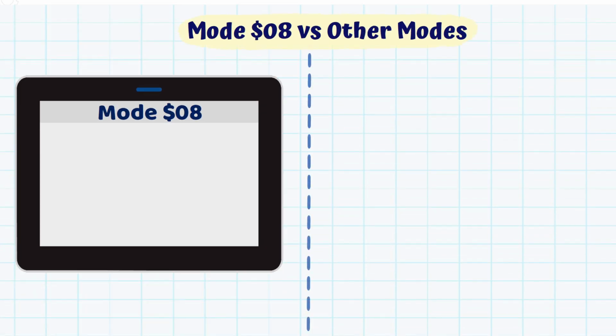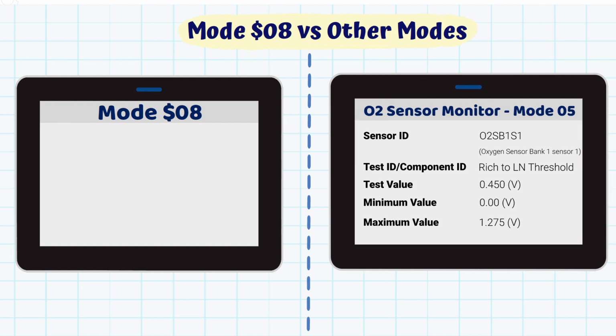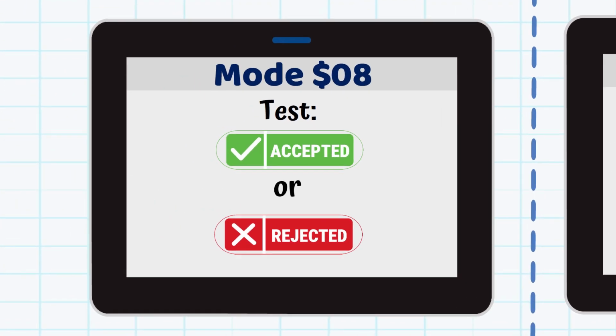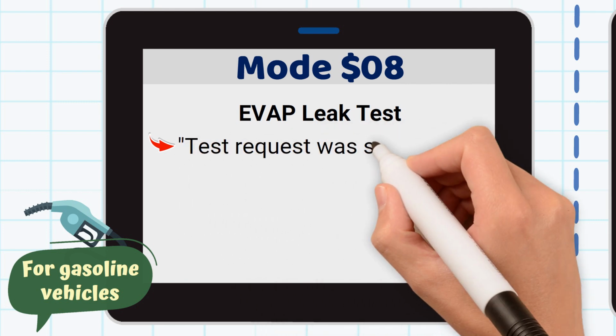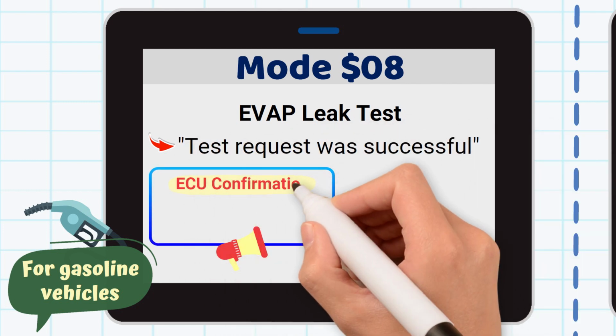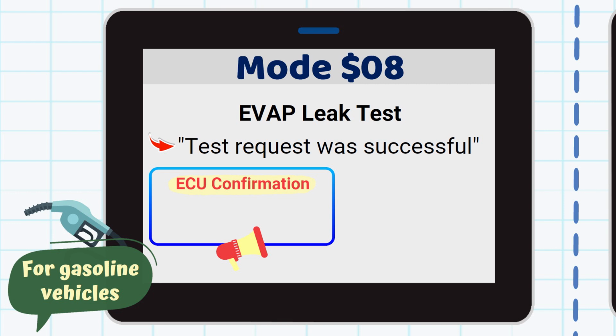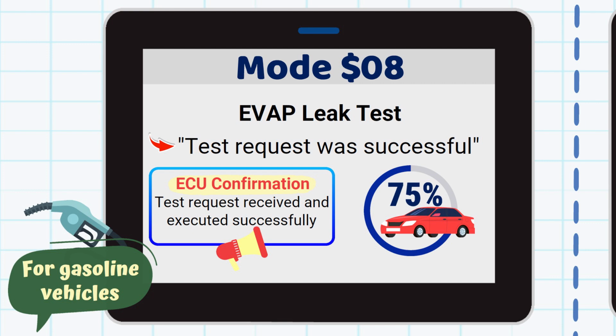It's all about confirmation. Unlike other modes that give you a flood of sensor values, Mode 8 tells you clearly whether a test request was accepted or rejected. For example, if you're working with a gasoline vehicle, you might request an EVAP leak test. Once the request is accepted, you'll see a response like, "Test request was successful." These messages are not merely basic notifications. They serve as formal confirmations from the ECU that the requested operation has been received and executed successfully. For some systems, you might even see a progress percentage if the test takes longer.